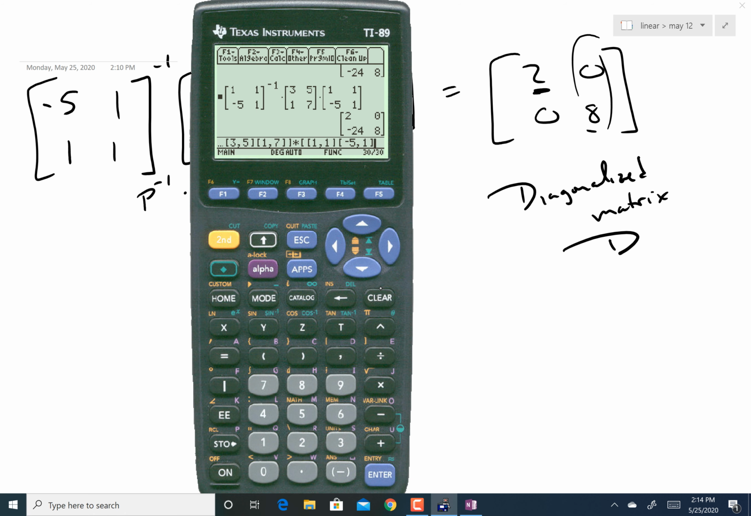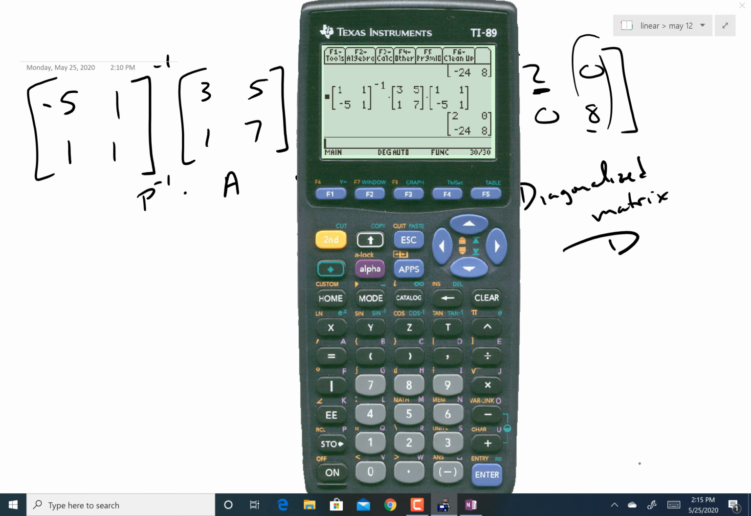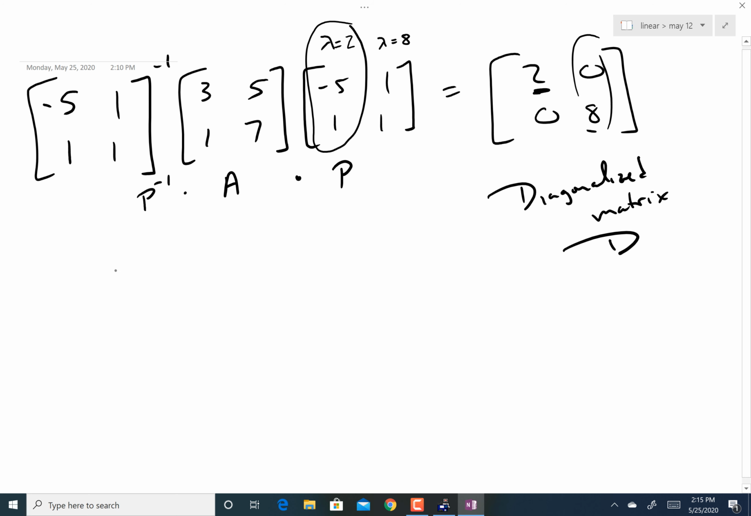Oh, well, hold on a minute. I'm a little confused. I'll do it again. Never mind, I figured it out. I know what I did wrong. I switched the rows, not the columns. Okay, so I need to switch columns. So therefore, this needs to be written as 1, -5, 1, 1.